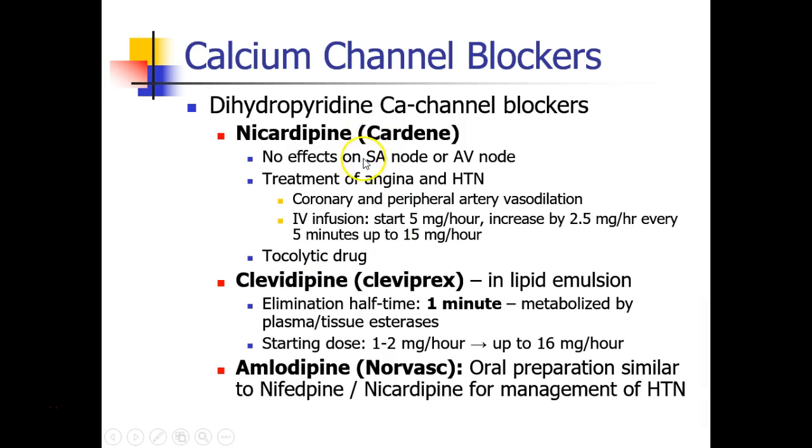A newer version of this drug exists called clevidipine, or Cleviprex. This drug exists in a lipid emulsion, and so it looks exactly like propofol. Unlike nicardipine, which is fast-acting, but as we saw here, we adjust the rate every 5 minutes, clevidipine has an elimination half-time of just 1 minute because it's metabolized by nonspecific plasma and tissue esterases. So this drug is a super fast-acting drug. Usually we start at 1 to 2 milligrams per hour and titrate up to the effect that we desire.